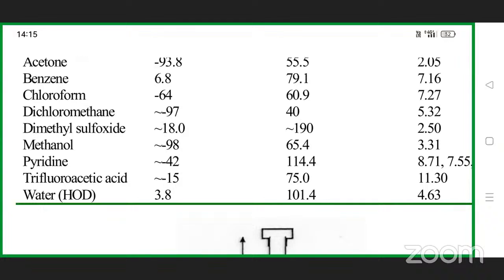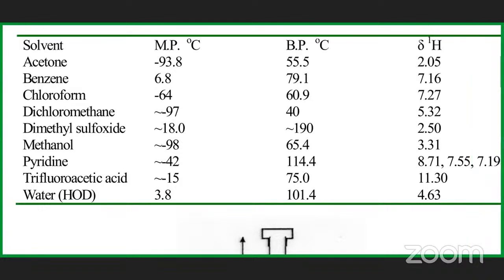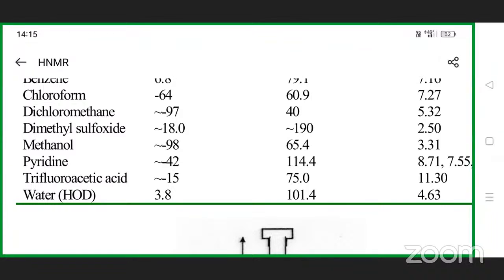For example, if you take ethyl alcohol, generally you get three signals. For the methyl, CH3, you get one signal. For CH2, you get one signal. And for OH, you get another signal. So three signals appear for ethyl alcohol here.